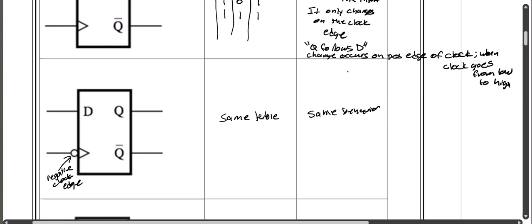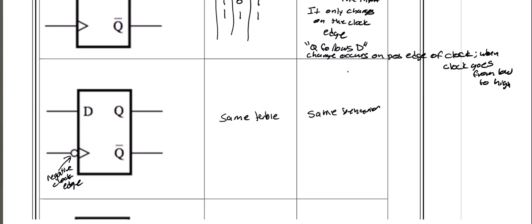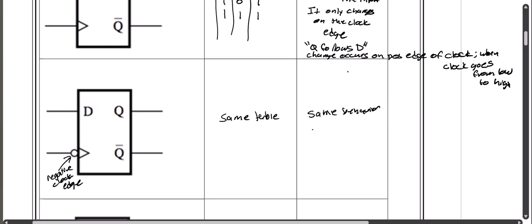And so I don't know if you remember or not, you had Vidi, he likes to talk a lot about the what and the when. And so the when of this is on the negative clock edge. So the change happens when the clock goes from high to low. That's right, and that's the negative edge.